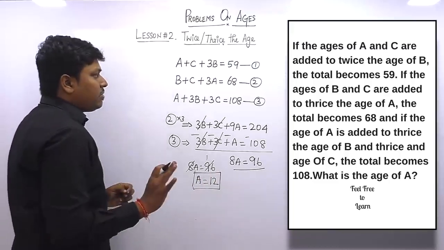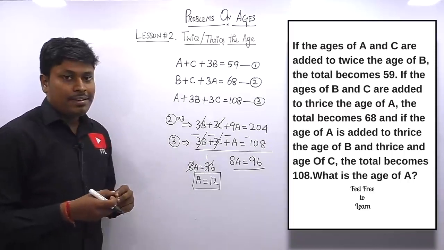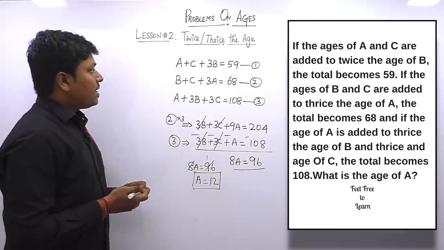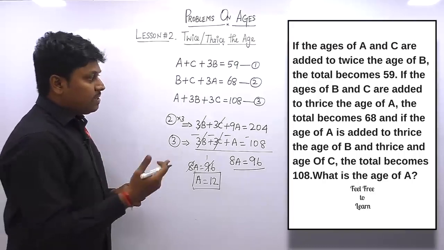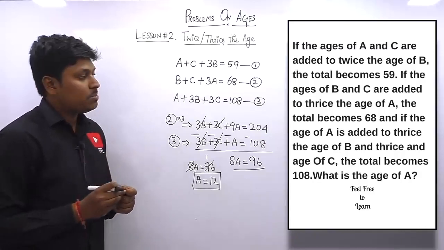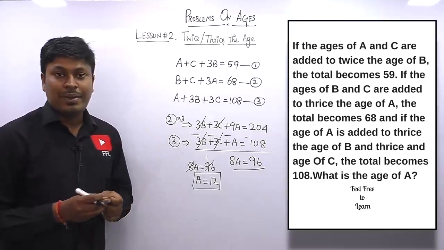Our target was to find only the value of A. So what is the age of A? We can say the age of A is equal to 12 years. Interesting question. By reading the question we need to frame the equation correctly. Twice and thrice are the most important words. So finally the answer for question number 6: A's age is 12 years.